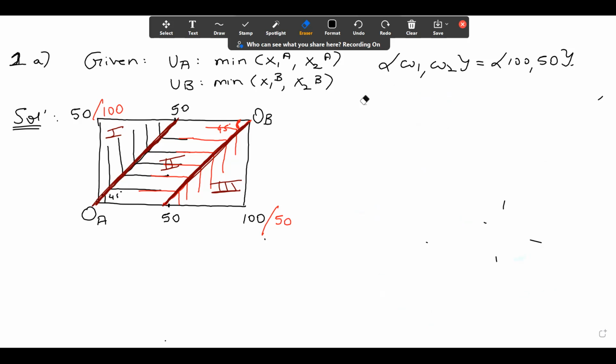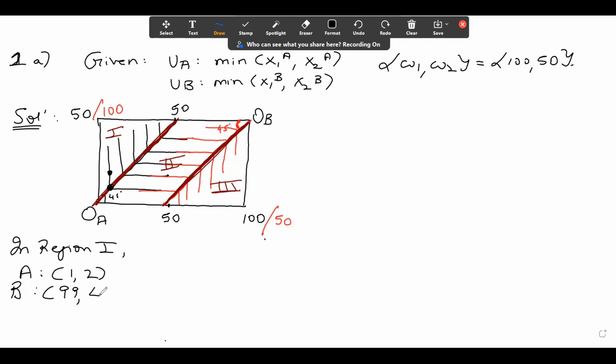Okay, erasing this particular part, let's quickly take a point. Let's take a point in region 1. I take a random point. Suppose A has 1,2. This was 1,1. A point here would mean 1,2. How much does B have? 99,48, because the total should be 100,50.